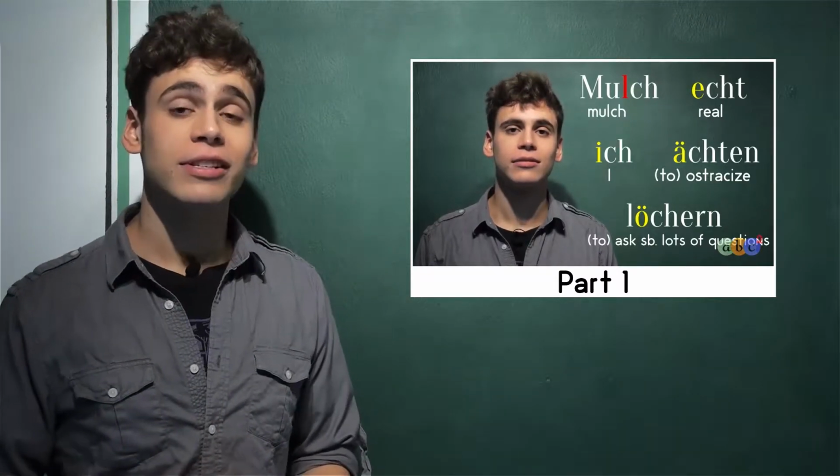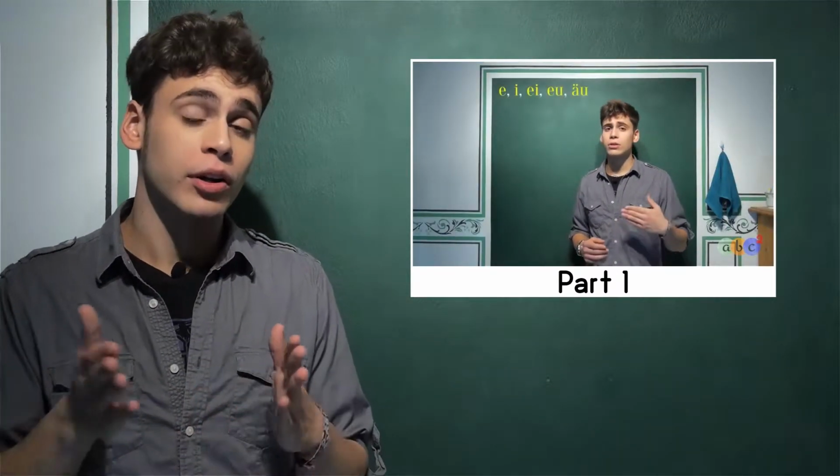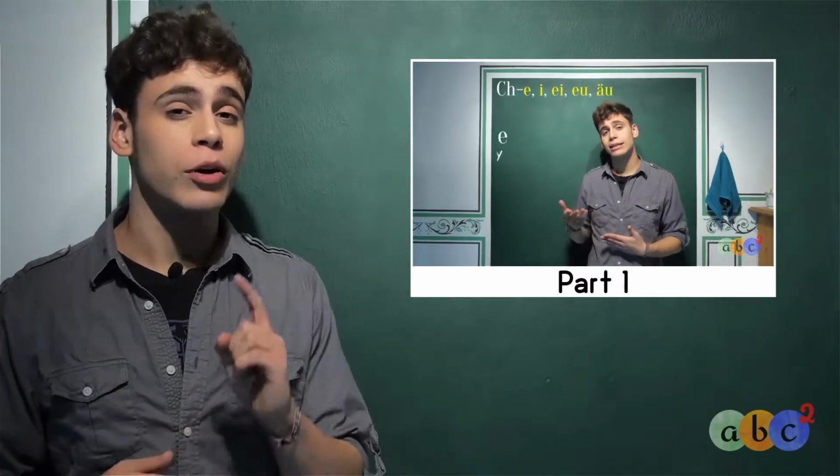This is the second part of the first lesson in which we talk about the German alphabet and pronunciation. If you haven't seen the first one yet, I recommend you to do so. So let's continue. Where was I again? Oh yeah. About the E, we've already covered everything important.